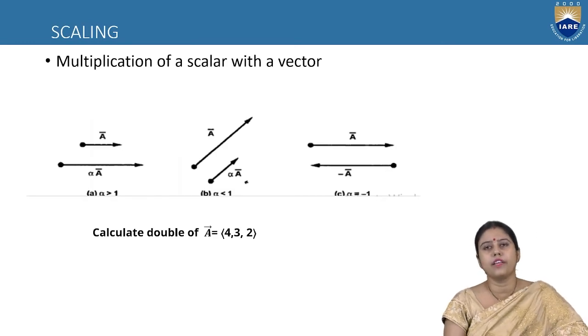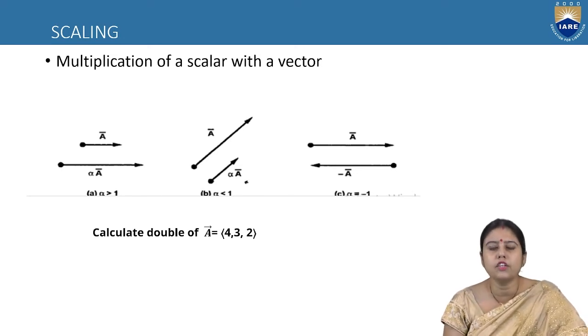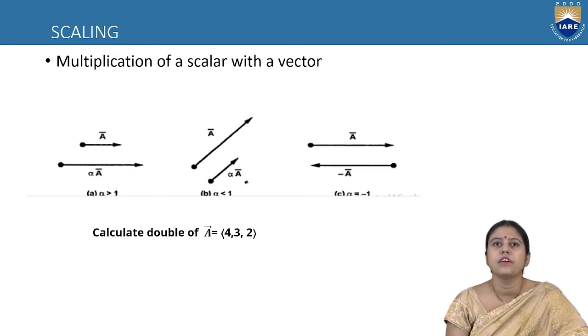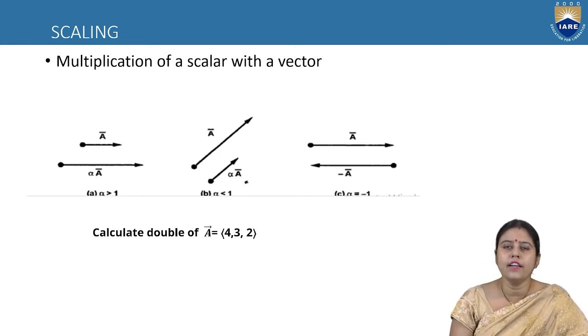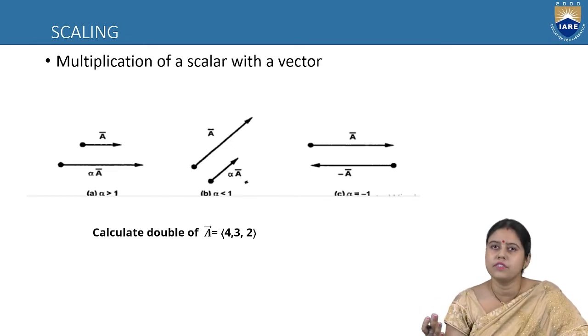What is the meaning of scaling? Scaling means multiplication of a vector with a scalar quantity. Means if we want to increase the value, say in one line some current is flowing and the value of the current is 5 amps. It has a certain direction. If we increase it to double, we are multiplying but we are not changing the direction. What does it mean? We are multiplying the vector with a scalar quantity.